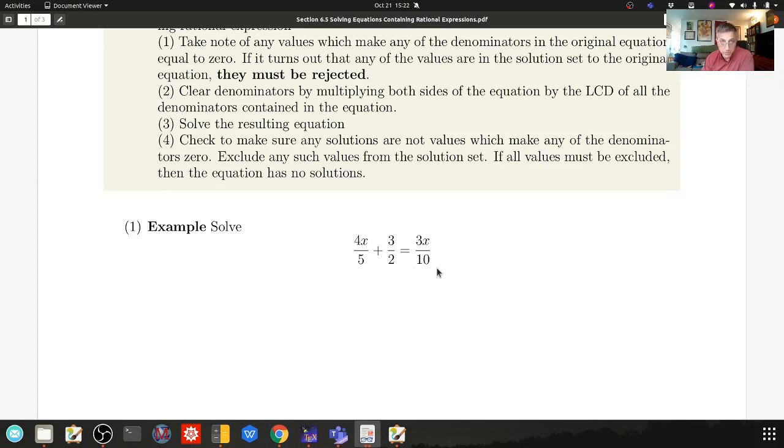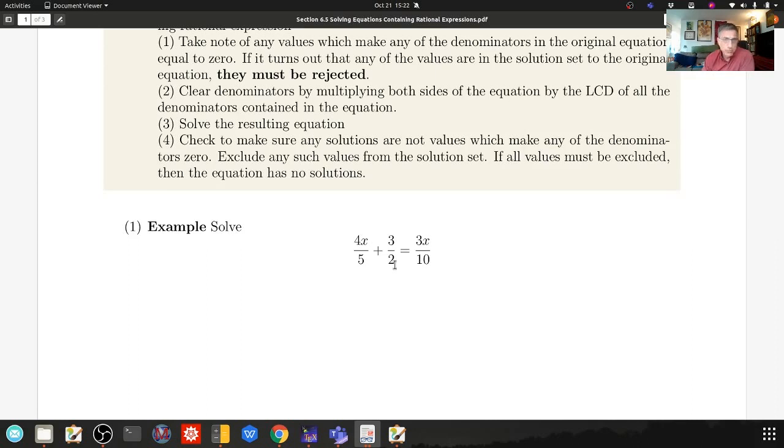Remember, even just a regular ordinary fraction is a rational expression, because a rational expression is a ratio of two polynomials. And for example, 3 is the constant polynomial that evaluates to 3 for all values of x in the domain, and 2 is the constant polynomial 2. So here are the steps we're always going to take.